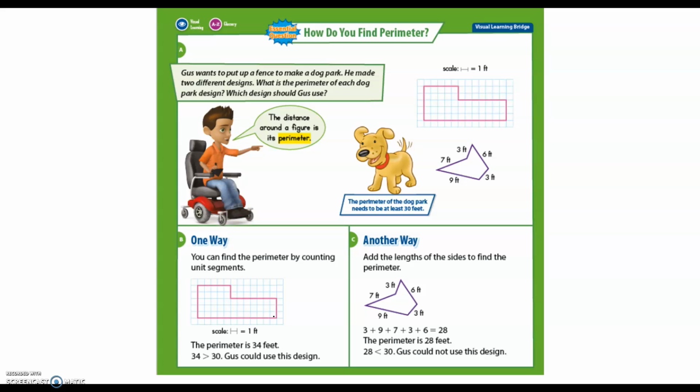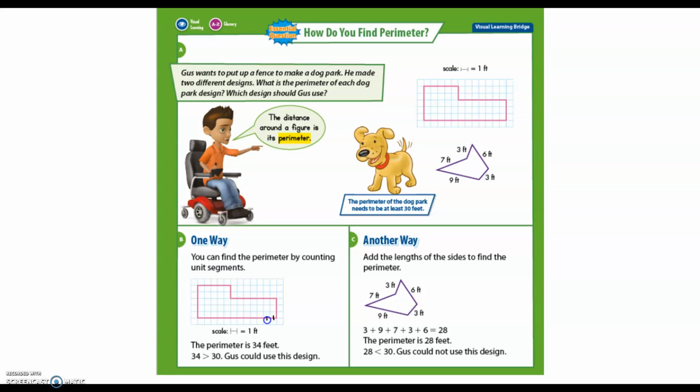When I'm counting units, I like to mark each one so that I know that I've already counted it. So when you find a problem like this, just so that you know that you're not counting the same thing twice or missing any, you can put a little mark in them. So as you count around, just mark it off.